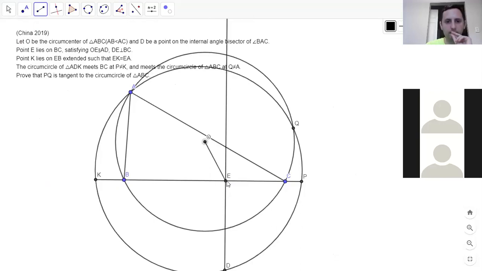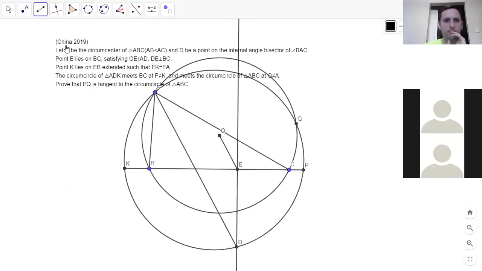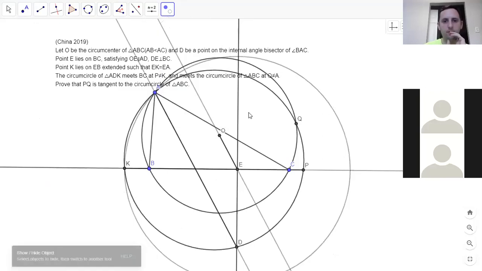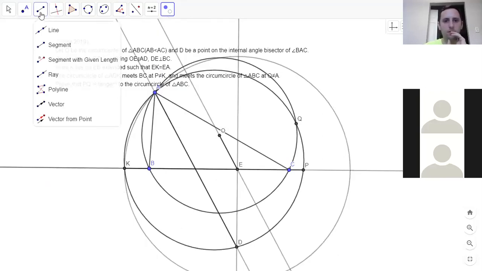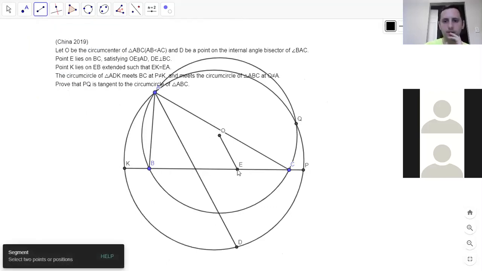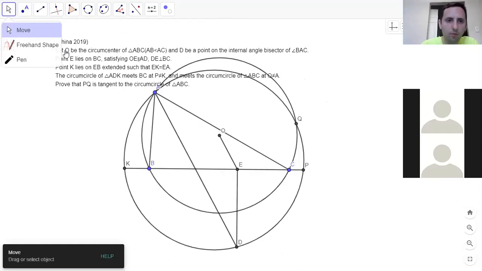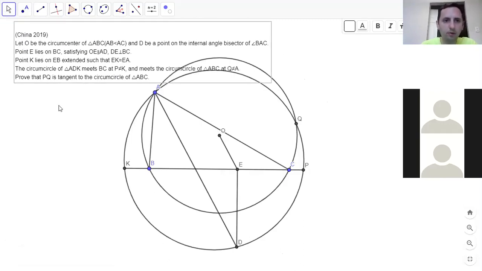OE and AD, AD is an angle bisector. I think that's good. Shrink it a little bit. Hide, we don't need the whole. AOED is an isosceles trapezoid. Interesting. And we know AO is the radius. So we want to show that PQ is tangent to the circumcircle of ABC.